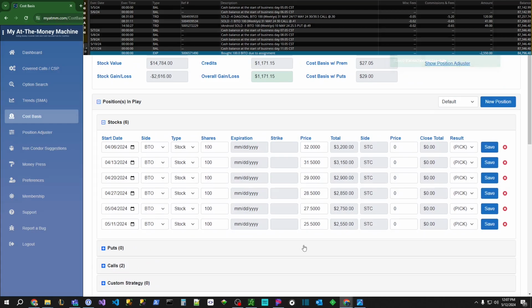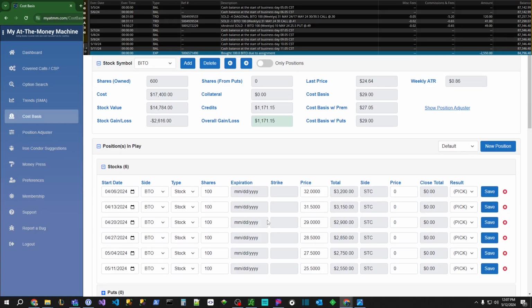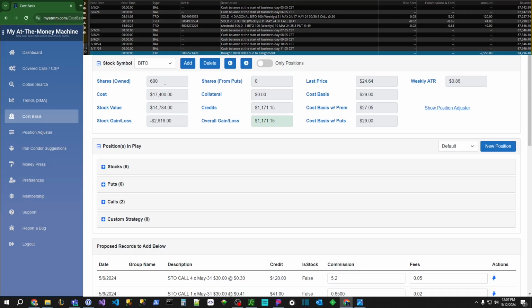All right, so let's just review where we're currently at with this position, BITO. We currently have 600, let's go ahead and collapse this too. Okay, so we currently own 600 shares. Total cost that we paid for the 600 shares is $17,400. As you can see, the current stock value based off the last trading price is $14,784. We currently have an unrealized loss of $2,616. Overall premium that we've collected on this position is $1,171 and some change.